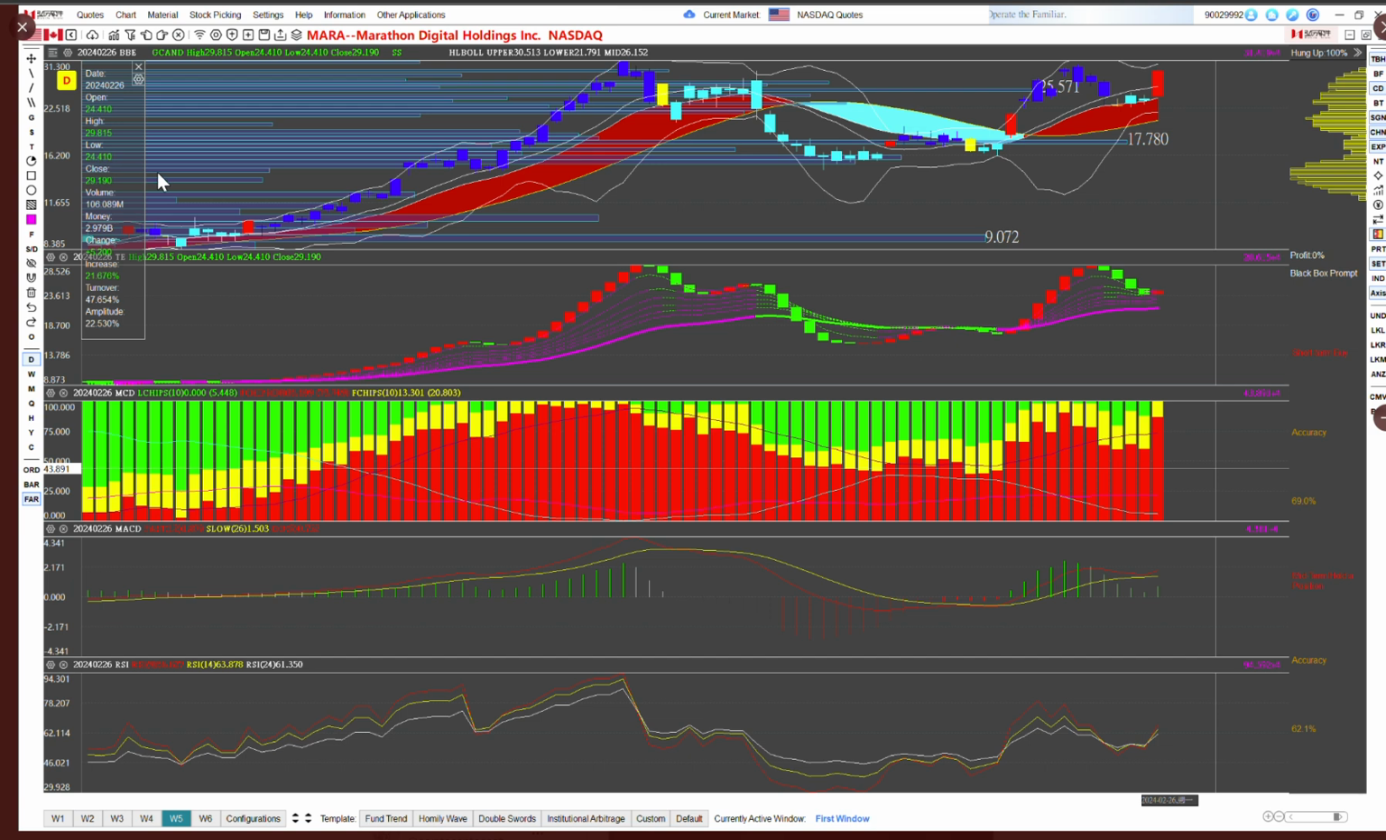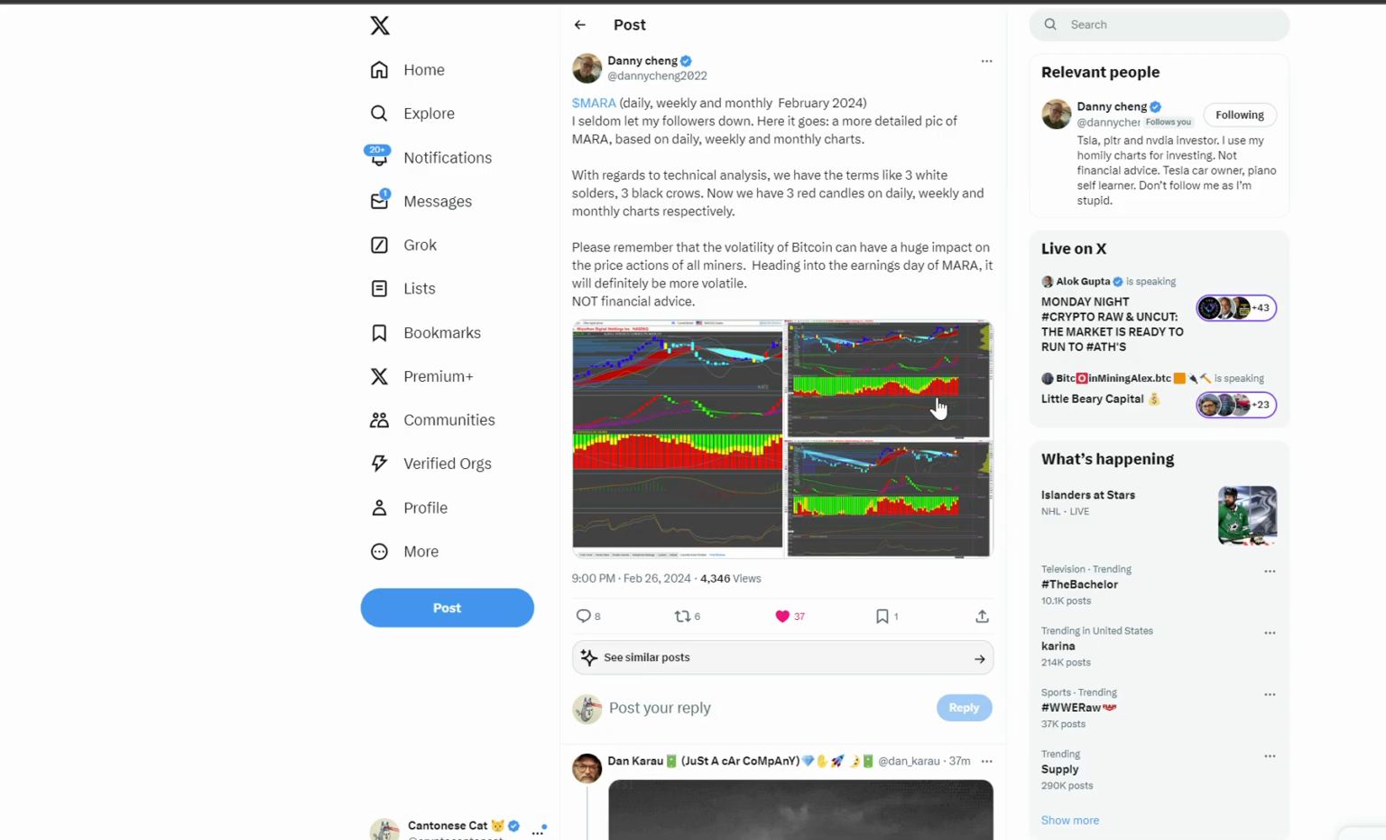But this is basically the daily chart for Mara. Based on looking at this, it does seem like there might be a beginning of a bull trend coming on the daily, right? And I just spent about 10 minutes talking about the daily chart.